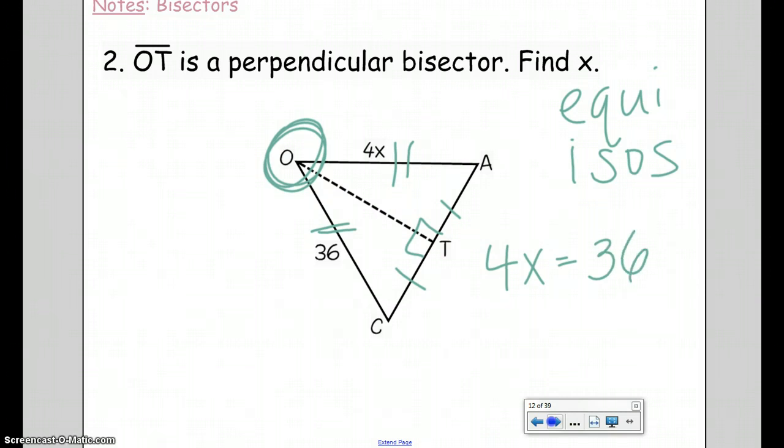Travis, what is x equal? 9. Very good. 36 divided by 4 is 9.